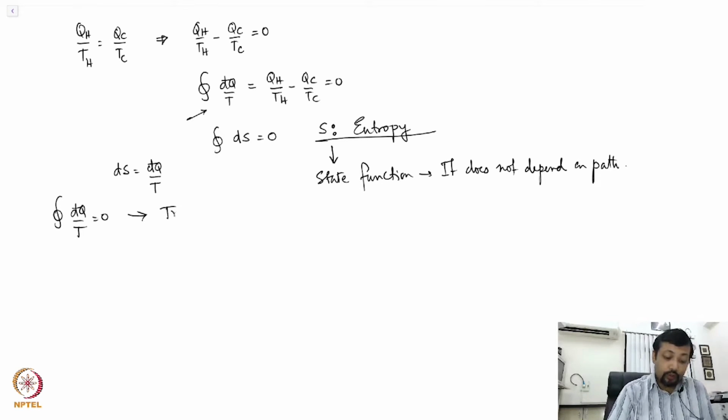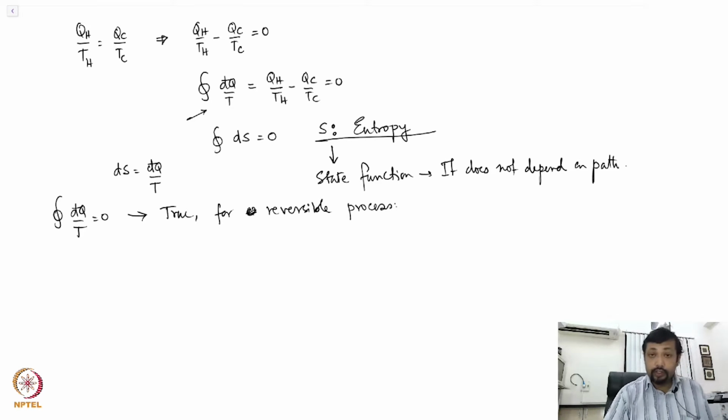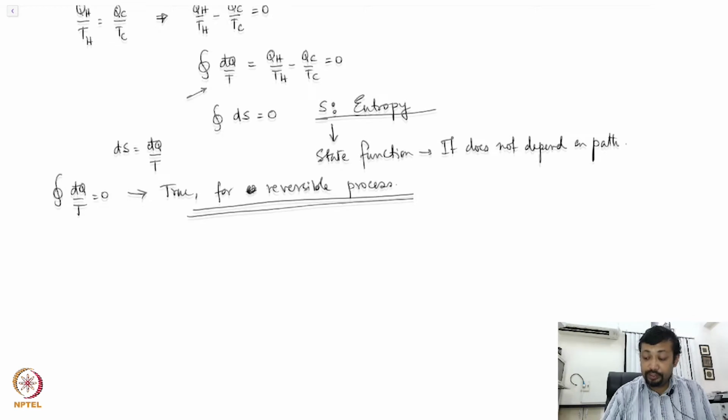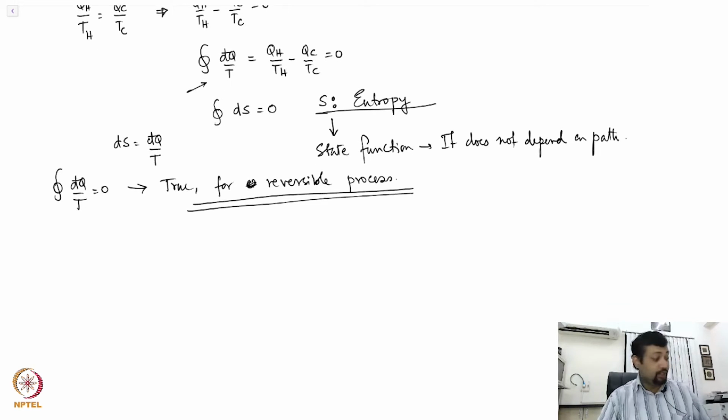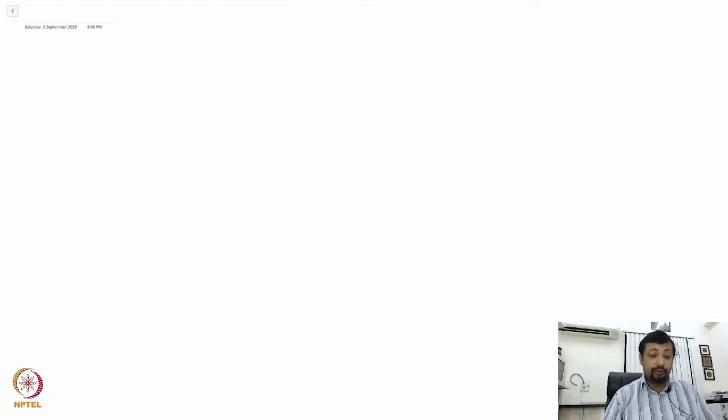But you see, in the whole argument, whatever we did, this integral being 0 is true for reversible processes. In the Carnot engine, all the processes are reversible, so it is kind of an idealized engine, and this integral is valid. Now my natural question is, if I remove this restriction and my processes are not reversible, then what happens to this inequality? That is what we want to find out.